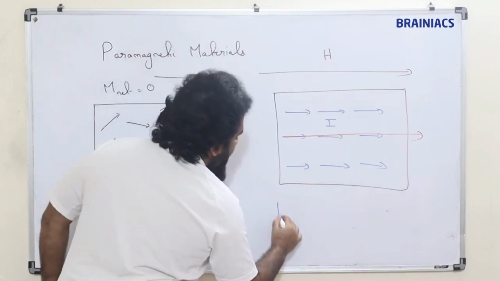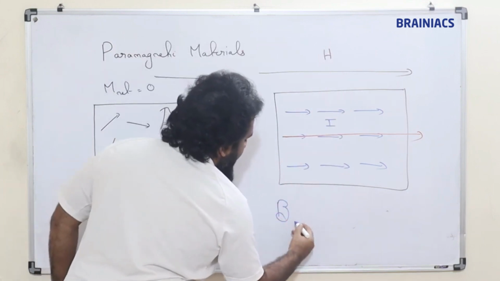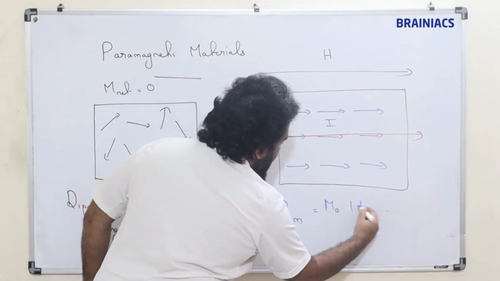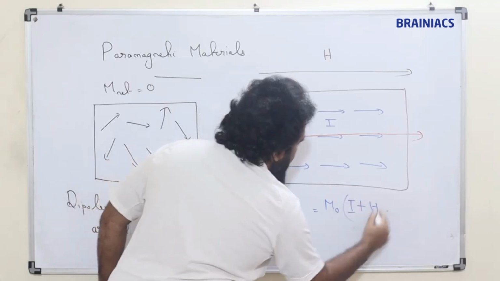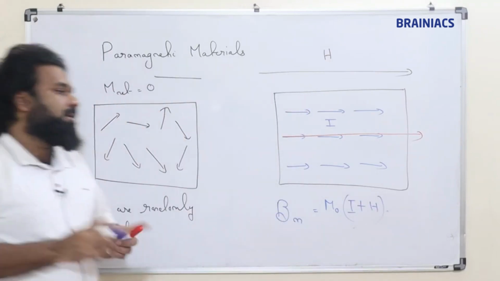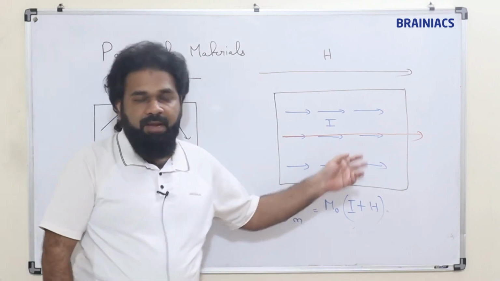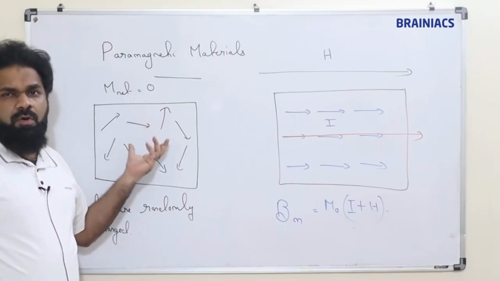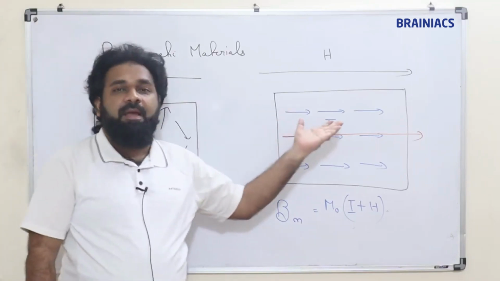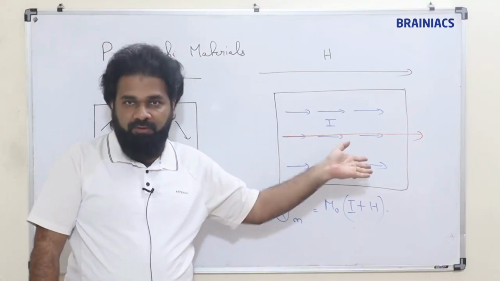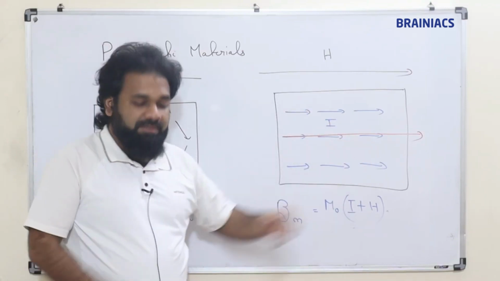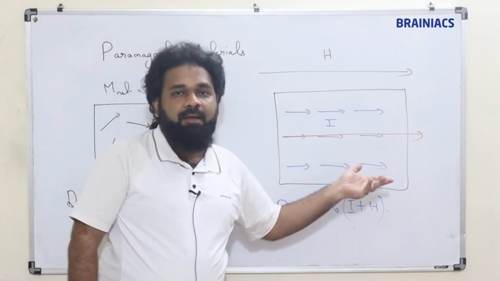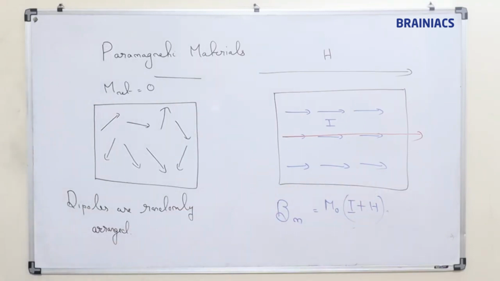So what will happen? The magnetic field across the material will become mu 0 into I plus H. There will be magnetization. Here it was randomly arranged, there was no magnetic effect. Now when we applied the magnetizing field intensity as an external magnetic field, we got magnetization and there will be a magnetic field in the material. So this happens in paramagnetic material. Clear? Please note it down.